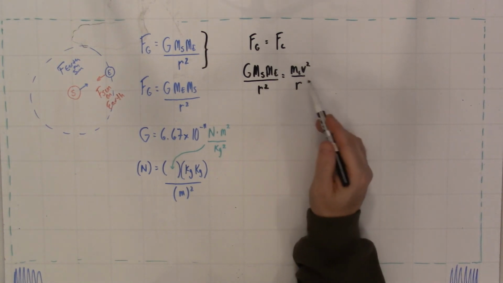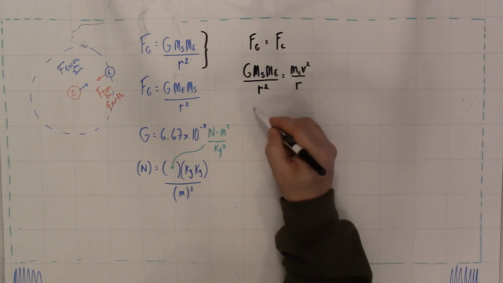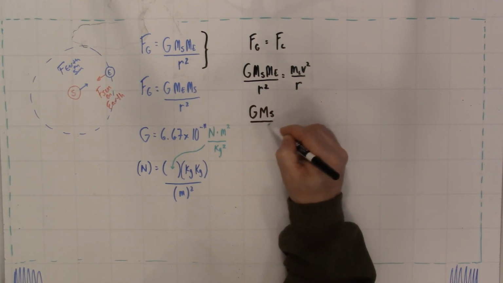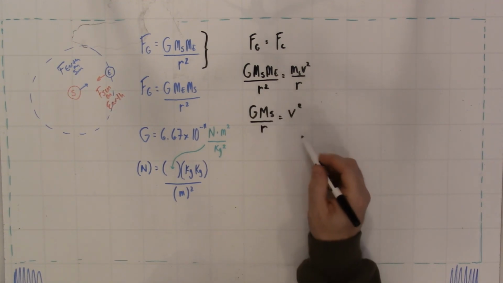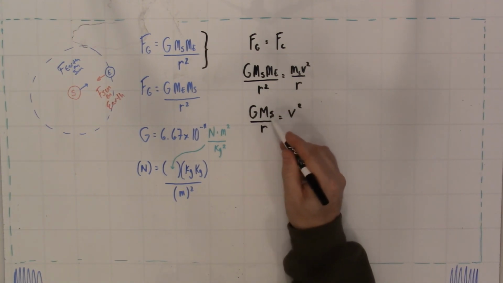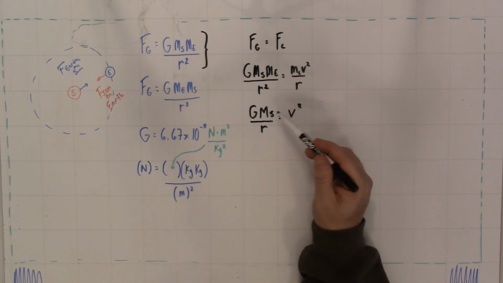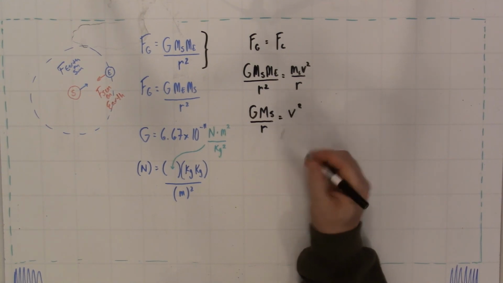And now we see that some magic happens here with the algebra. These masses disappear, one of these radii disappears, and we're left with, and I'm going to switch the spots here in a moment, G times the mass of the sun all over the radius is equal to v squared. And so if you want to calculate the speed of an object in orbit around some central body, whether it's a planet around the sun, an asteroid around the sun, or we could switch it if the central body were the Earth or a different planet, but this is for the sun.